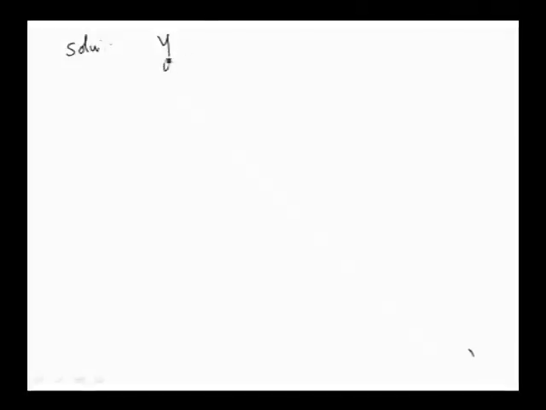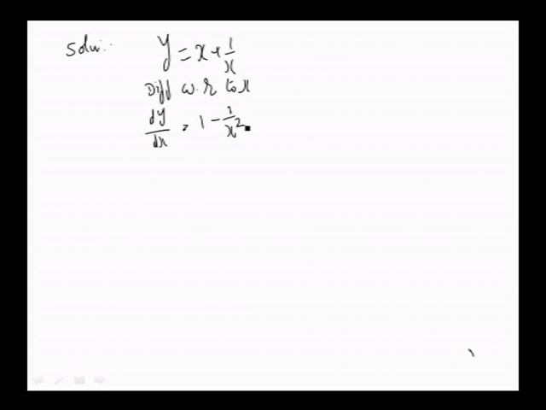y is equal to x plus 1 over x. Differentiate with respect to x: dy by dx is 1 minus 1 over x squared. The derivative of 1 over x: 1 over x is x to the power of minus 1. If we differentiate that, we get minus 1 times x to the power of minus 2. X to the power of minus 2 can be written as 1 over x squared.